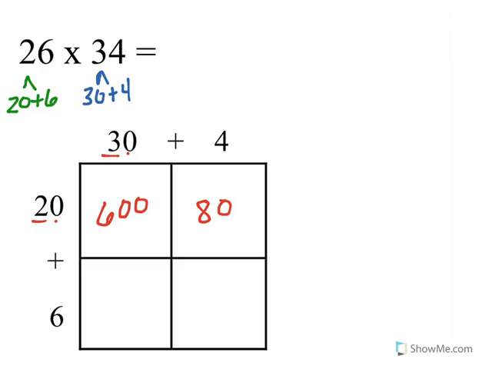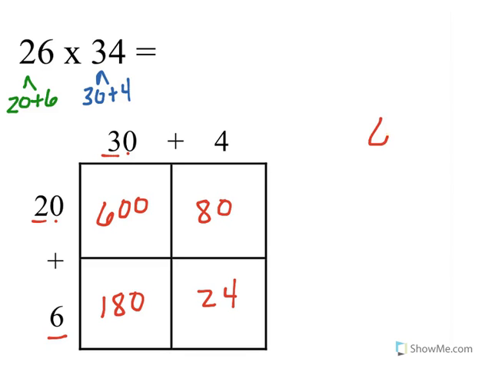Next, I need to multiply my 6 times 30. Well, I know that 6 times 3 is 18. So I know that 6 times 30 is 180. And finally, I know that 6 times 4 is 24.